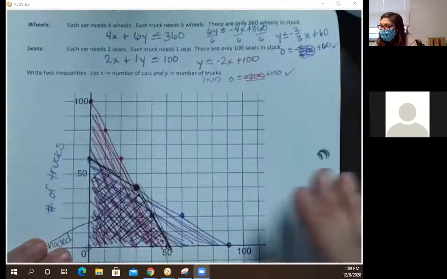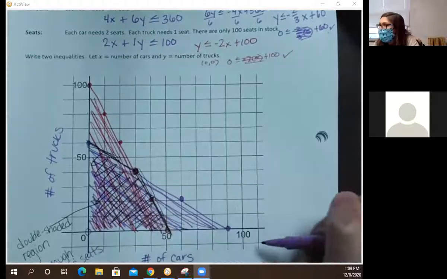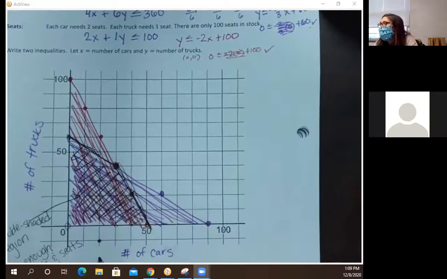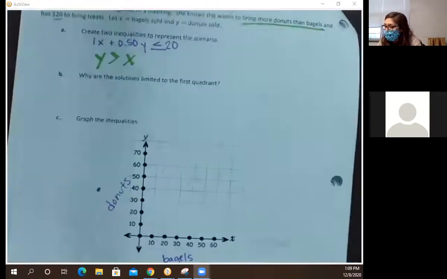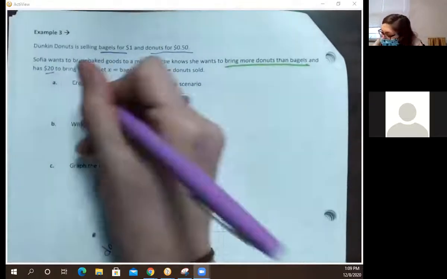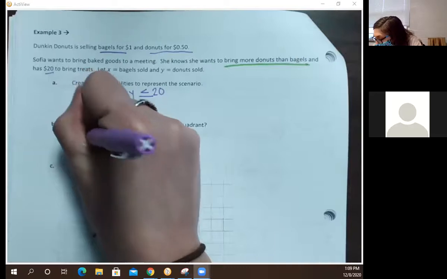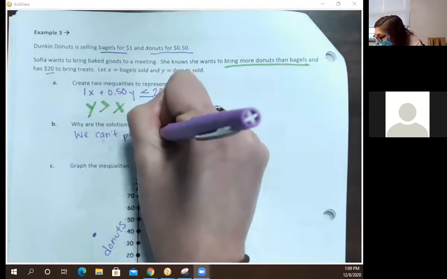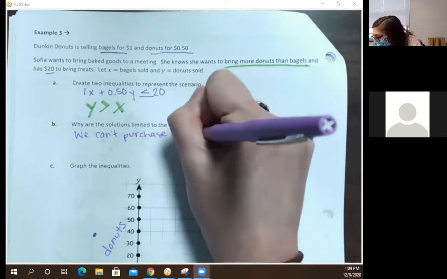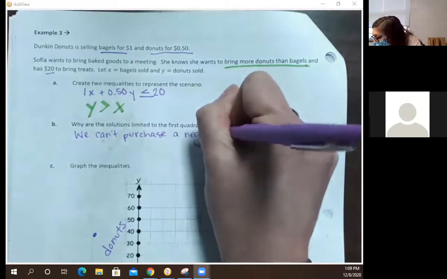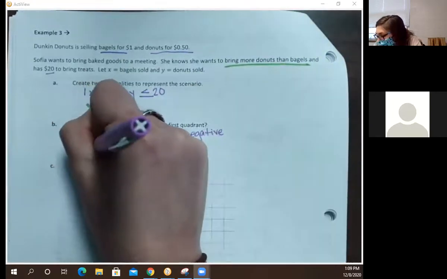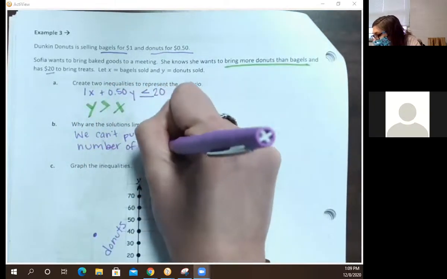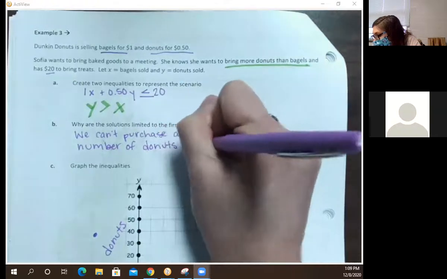And actually, if we go back to our toy problem, we were just in the first quadrant there for the same reason, right? It doesn't make sense to talk about producing a negative number of trucks, okay? We're going to stay in that first quadrant because we can't purchase a negative number of donuts or bagels.